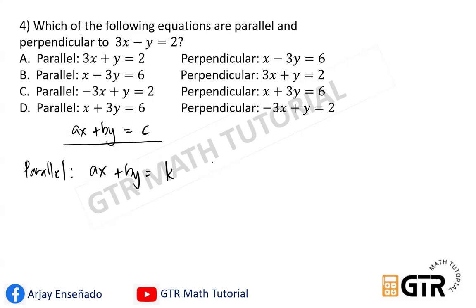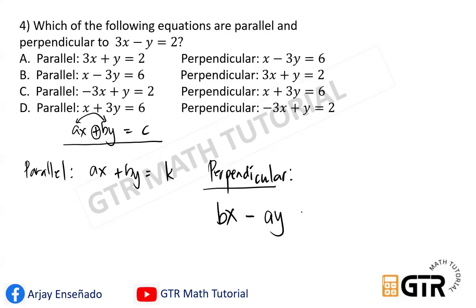And then for perpendicular, the equation of the lines perpendicular to the given, we just interchange the coefficients. So we have x and y, interchange this a and b. So b will be the coefficient of x, a will be the coefficient of y, and then from positive, that will become negative, equals any number, let's say k.